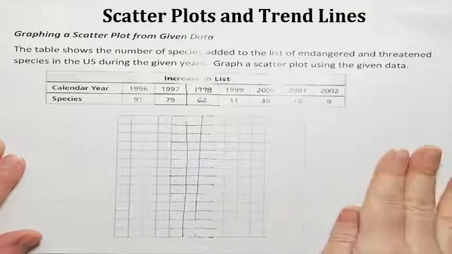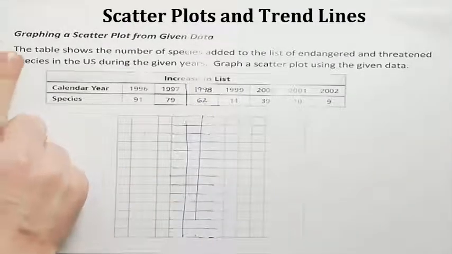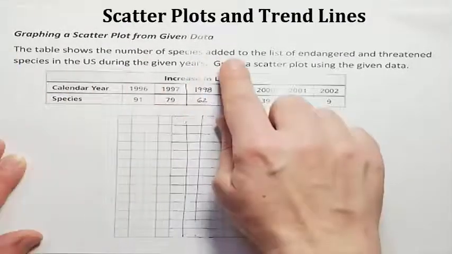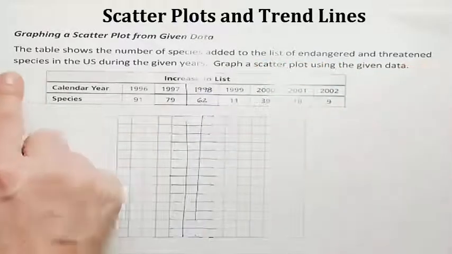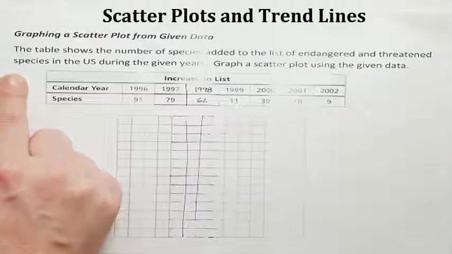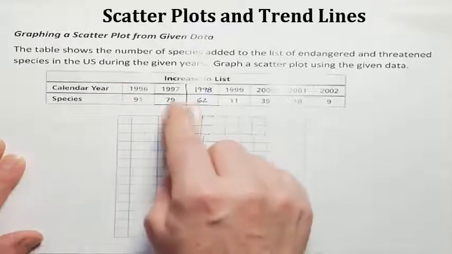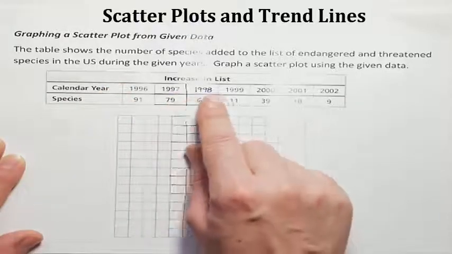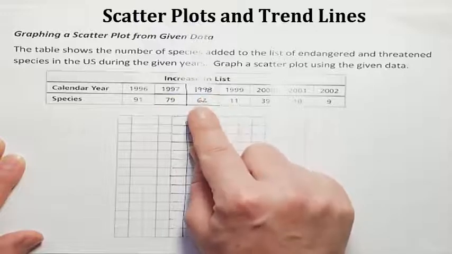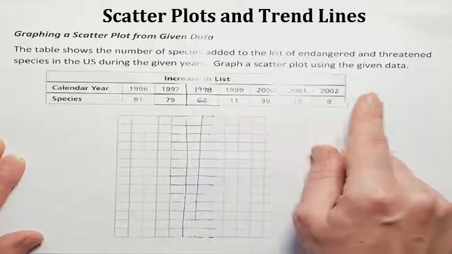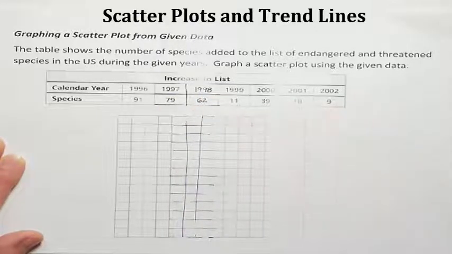So now we're being asked to graph our first scatter plot. This table below shows the number of species added to the list of endangered and threatened species in the U.S. during given years. In 1996, 91 species were added to the list. In 97, 79 were added. In 98, 62 were added. And it keeps going to show us how many were added all the way up to 2002.